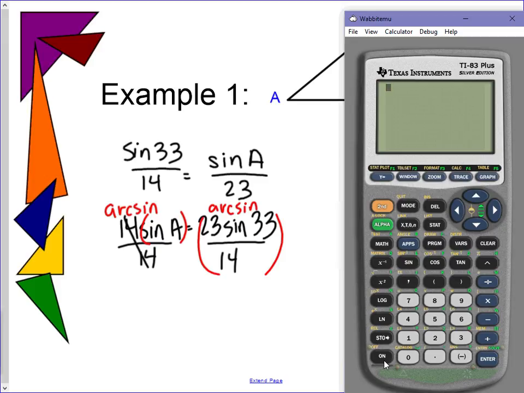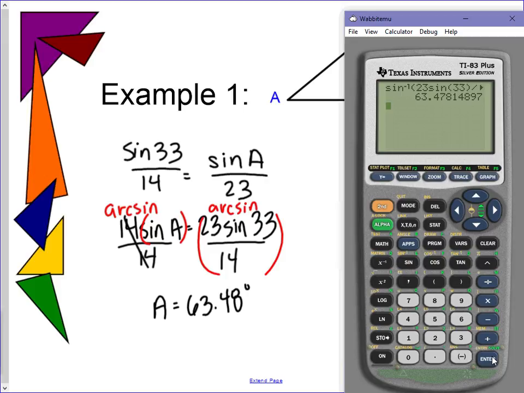But note that I don't really need to do any kind of rounding, right? If you want to, you can type into your calculator, but I can type this all into my calculator all at once. I'm going to do second sine to get the inverse sine. And then I just need to type in 23 sine 33, close my parentheses there, divided by 14. And my angle must have been 63.48. Y'all okay with how I solved for my angle?